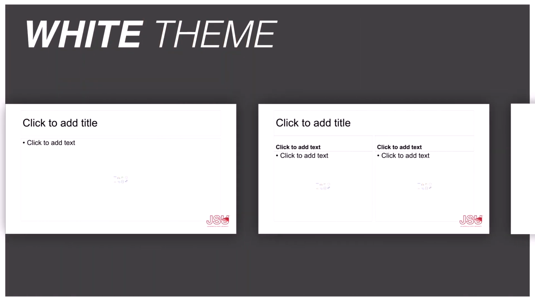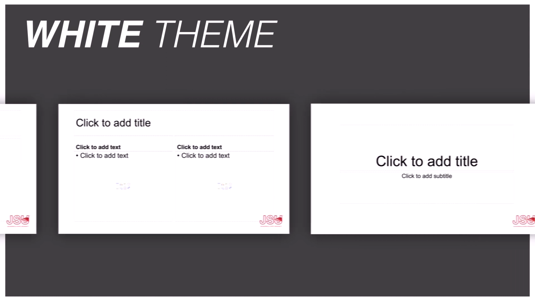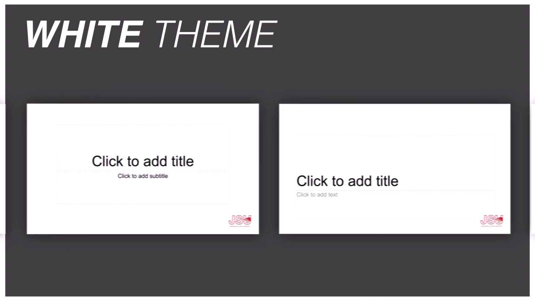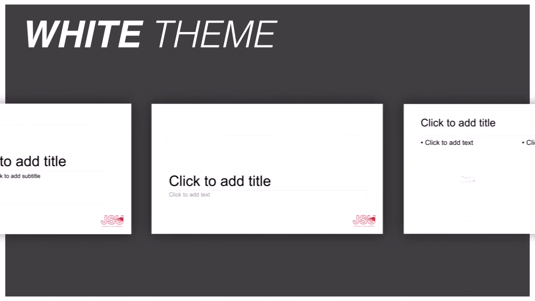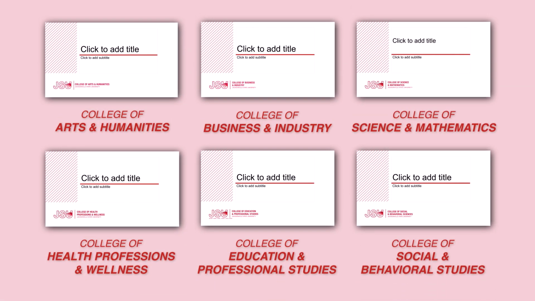Under JSU White Theme, you can find all the slides that were previously mentioned, but they are formatted all white with the red JSU logo on the bottom right. As you can see, none of these slides are bordered with the red frame, unlike the slides located under the default template.